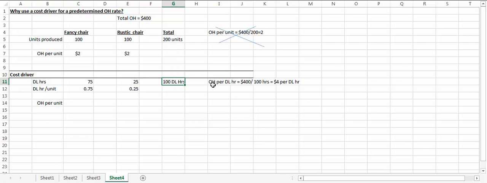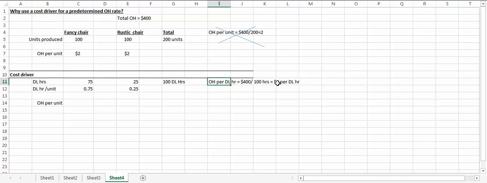If we come up with a predetermined overhead rate based on that cost driver, we would still allocate the $400 of overhead that I mentioned here, but instead of allocating it over units as we did here, I would allocate it over direct labor hours. So that would give me a predetermined overhead rate of $4 per direct labor hour, not per unit.